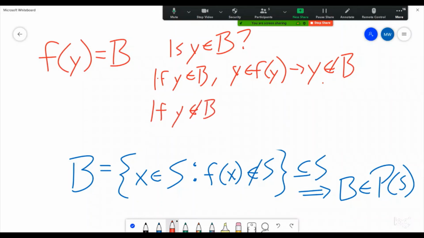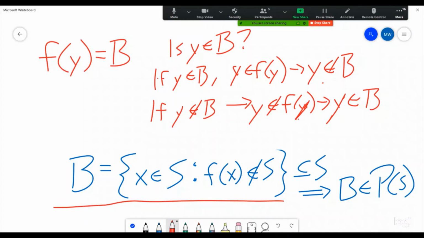But if y is not in B, then that tells us that y is not in f of y, which tells us that y is in B, by the way that we defined the Barber set. And so because this set can never be in the image of f, our function f was not a surjection, which tells us that the cardinality of S is not equal to the cardinality of the power set of S. And then you just have to show that there is an injection, which tells us that it's less than or equal to, which tells us that the cardinality of S is strictly less than the power set of S.